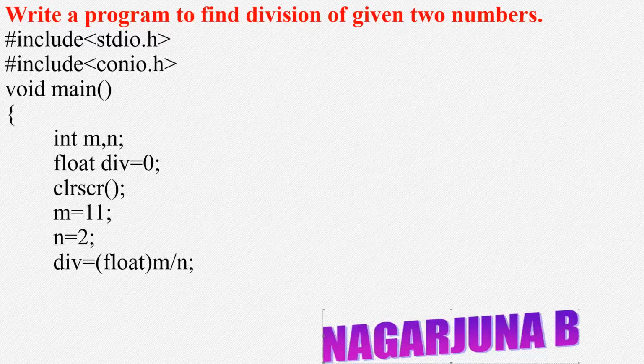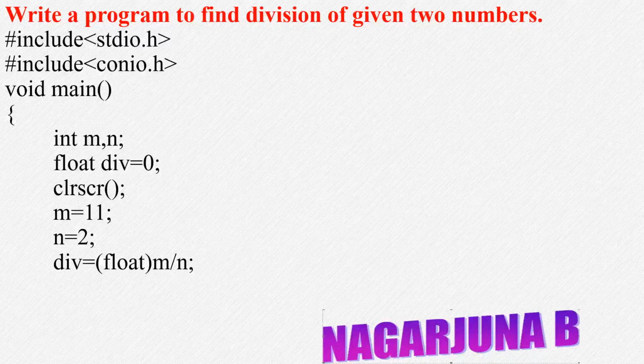Here the value of m is 11, whereas n is 2. 11 divided by 2 will be 5.5, whereas if you don't write float over there, it will store the value as 5, truncating the decimal part. Since we want to have even the fractional part, that is the decimal part, we need to convert an integer variable to a float variable, or else we need to declare all the three variables as type float. Then here 11 by 2 will be equal to 5.5 and that will be stored in div.